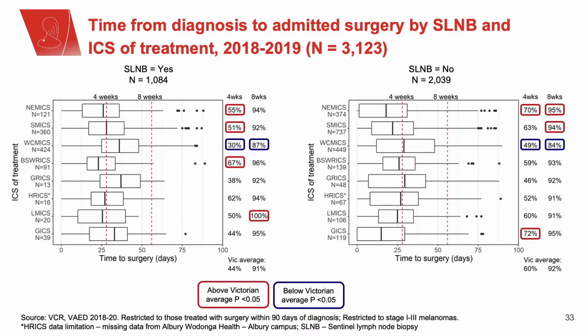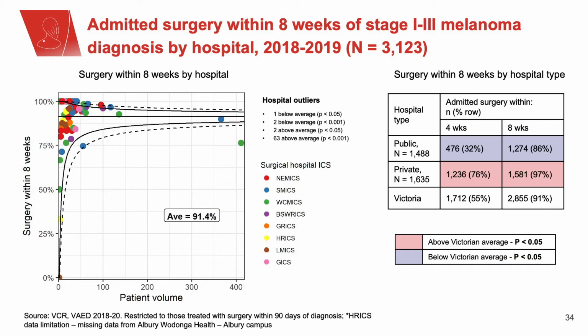Time from diagnosis to admitted surgery for a sentinel lymph node biopsy, by type of treatment. Again, very similar, consistent data points, with the time to SNB at 4 weeks and 8 weeks within the WICMICS area being longer than the Victorian average. And these funnel plot curves just highlight the data presented, with WICMICS, the green dot, being outside the funnel plot. Also, not surprisingly, statistically significant, if you get treated within the private sector versus the public sector, your time to surgery is far quicker.